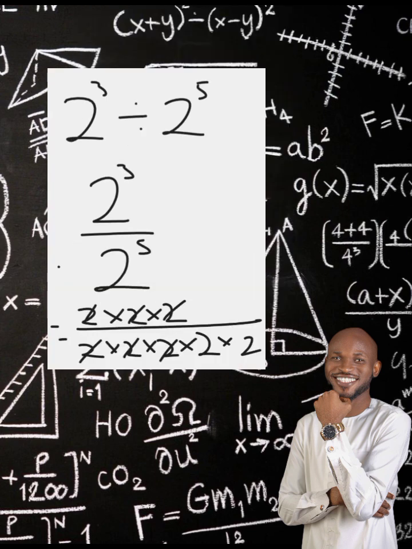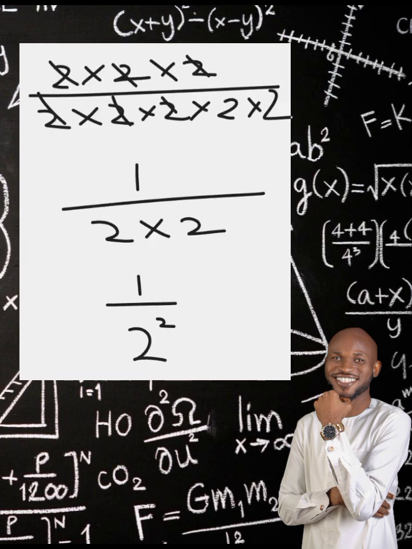Now, if the 2's above strike the 2's below, we're going to be left with 2 times 2 as our denominator and 1 as our numerator. So eventually we're going to be having 1 over 2 times 2, which will in turn give us 1 over 2 raised to the power of 2.